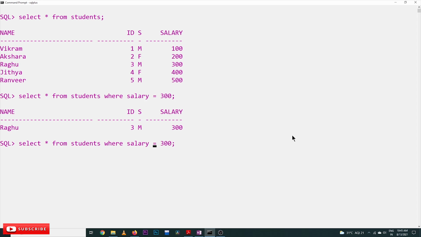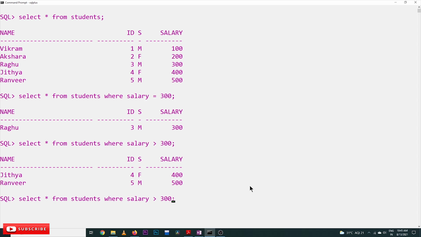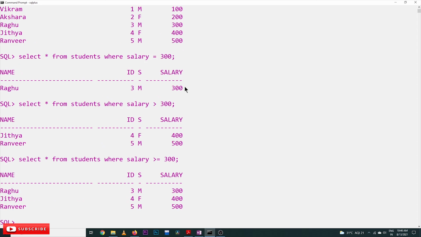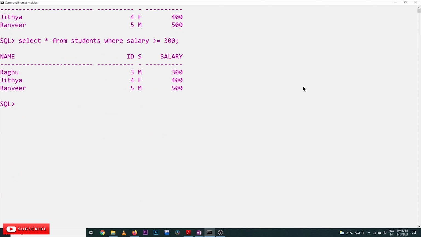Similarly, we will test for greater than. Greater than 300 means 400 and 500. Similarly, greater than or equal to. See here, equal to 300 will also be obtained, and all the remaining values which are greater than or equal to 300 will get printed. Similarly, we have less than, but I think there is no need to use all of these.